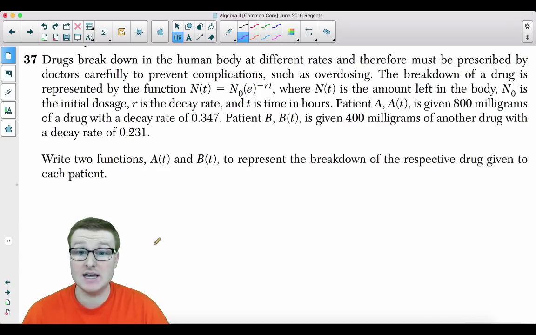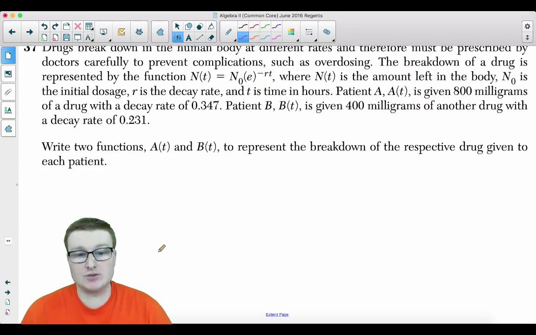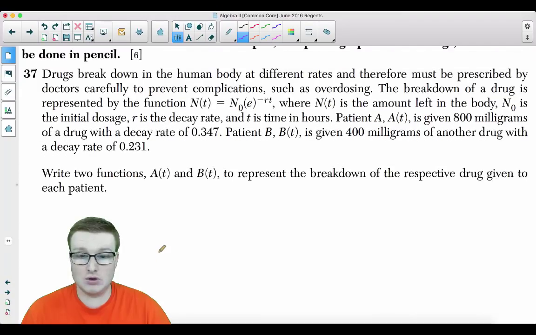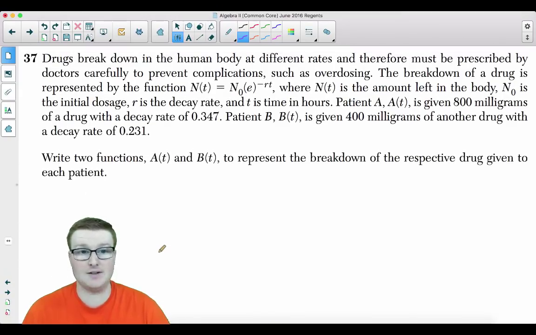Patient A of t is given 800 milligrams of a drug with a decay rate of 0.347. Patient B of t is given 400 milligrams of another drug with a decay rate of 0.231. Write two functions, A of t and B of t, to represent the breakdown of the respective drugs given to each patient. That's a lot of words.